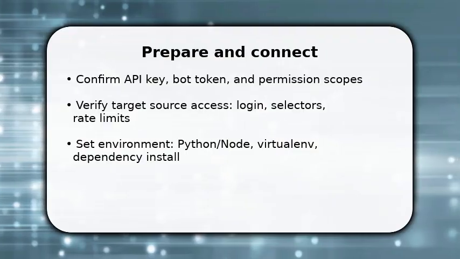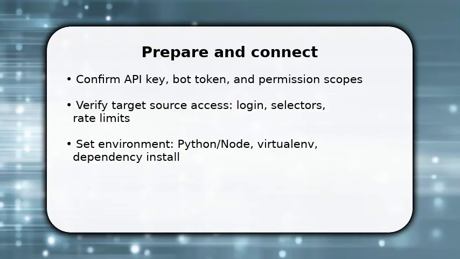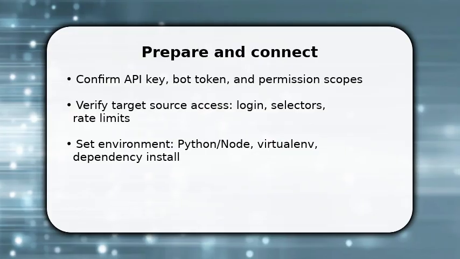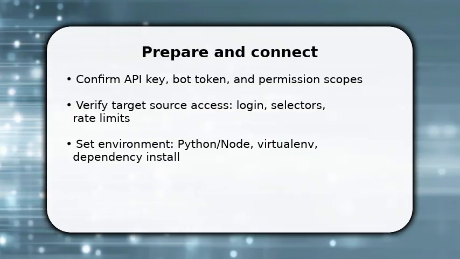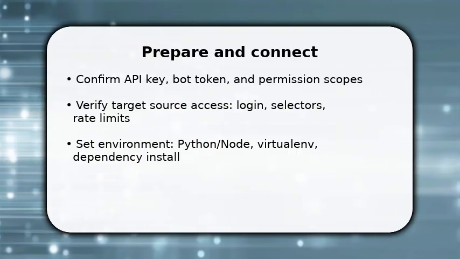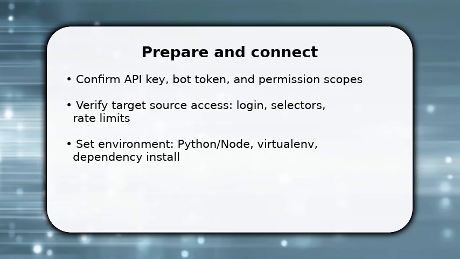You start by confirming the API key and bot token so the extractor can authenticate. This prevents blocked requests. Once done, make sure you have access to the target source, login credentials, correct selectors, and respect rate limits to avoid IP bans.